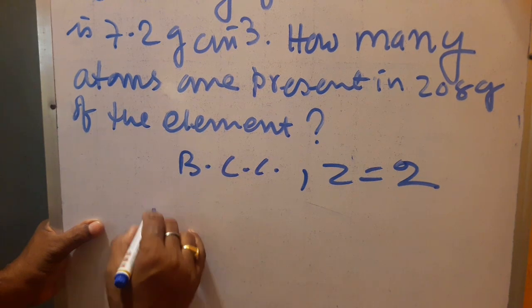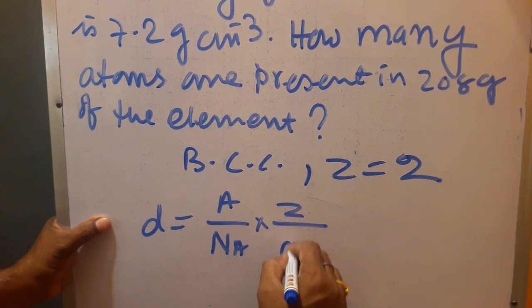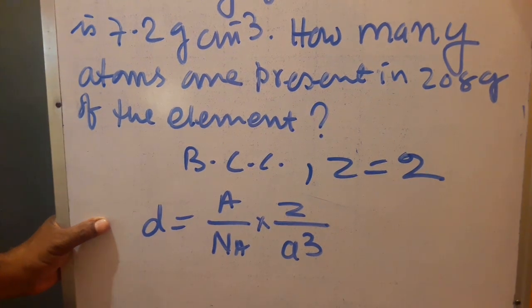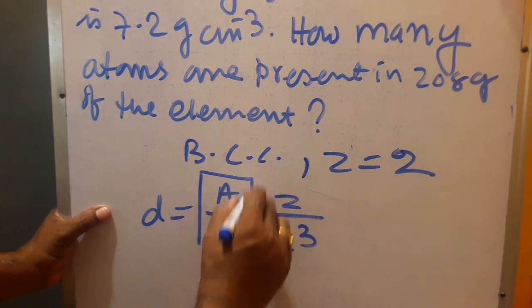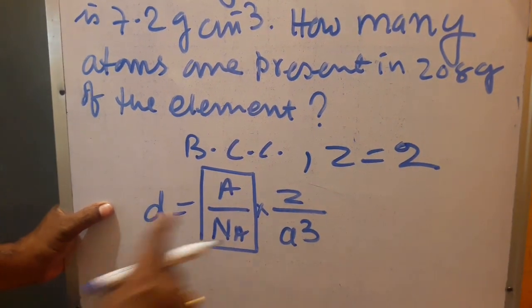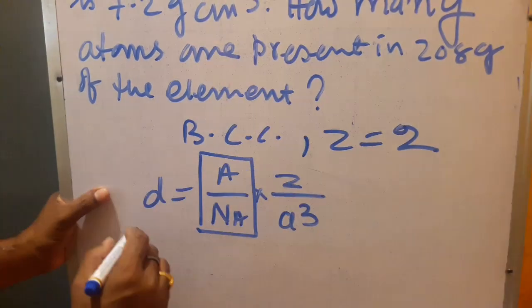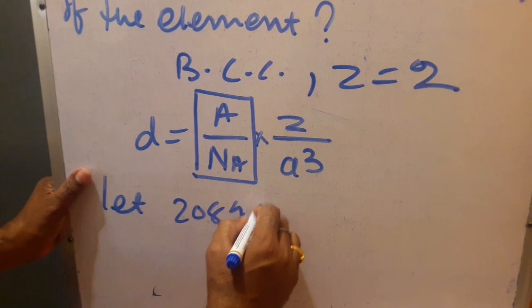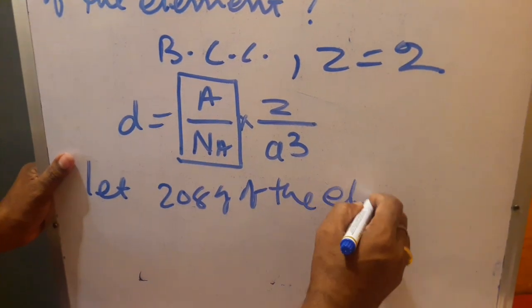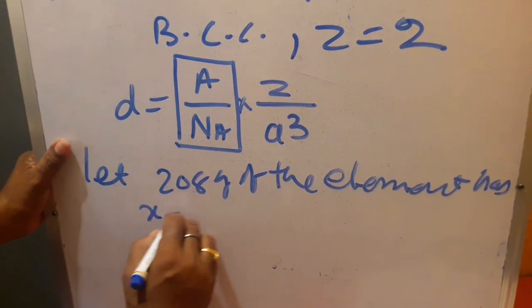Now density is equal to M by Na into Z by a cubed. Here atomic mass is not given, but Avogadro's number we know. But what is the value of this expression? M by Na means the mass of one atom. Okay, so now we can say, let 208 gram of the element has x atoms.